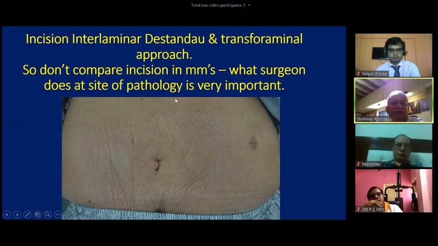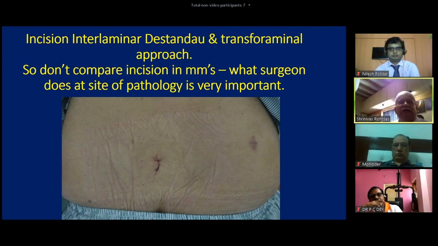What the surgeon does at the site of the pathology is very important, apart from the technique, what we use. If the pathology is tackled nicely, the patient is happy, the patient is pain-free. That is what is really important, apart from the different techniques we use. Thank you.